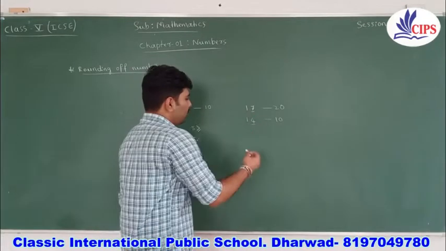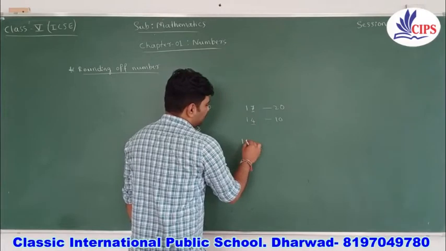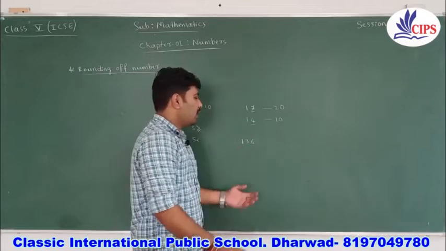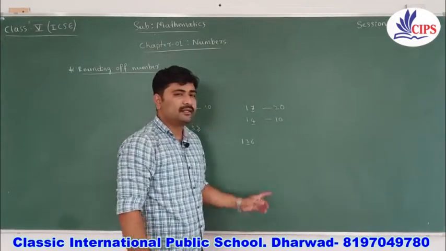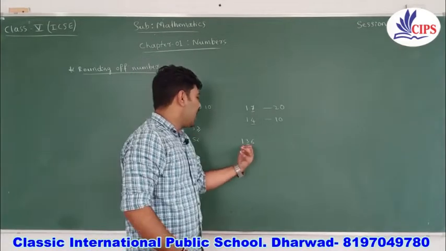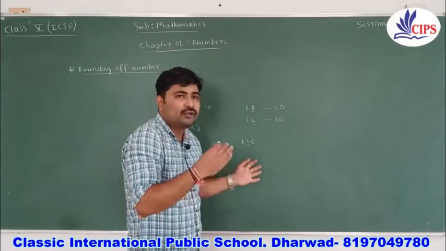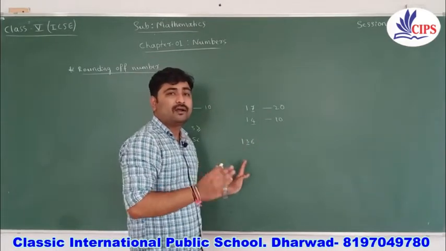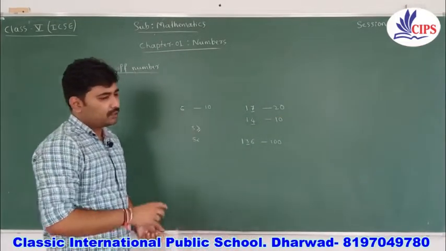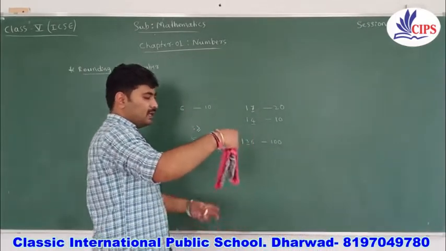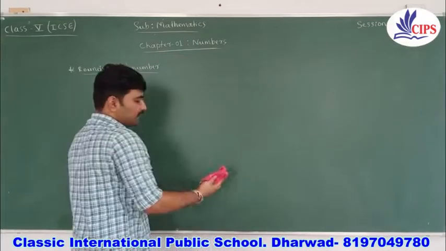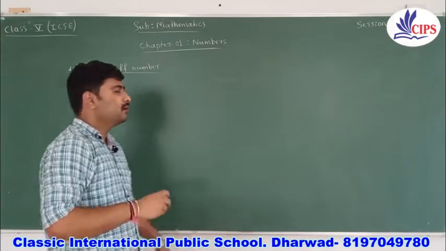Similarly, you can go for the 100 place. For example, if I am writing 136, a 3-digit number, now I am going to consider the 10th place. Here the number is 3, which is less than 5. So I am going to round the entire number off to its lower multiple of 100. That means I am going to write it as 100. Today we are going to study how to round off 10,000 and lakh numbers.